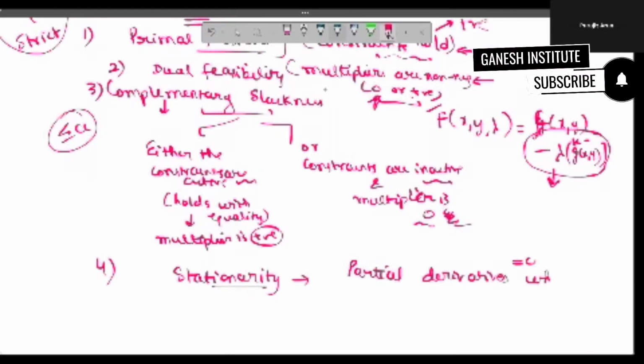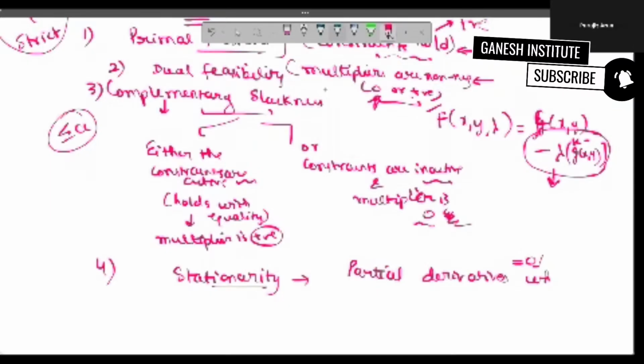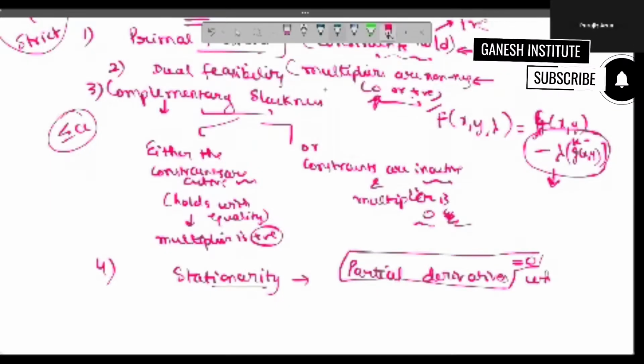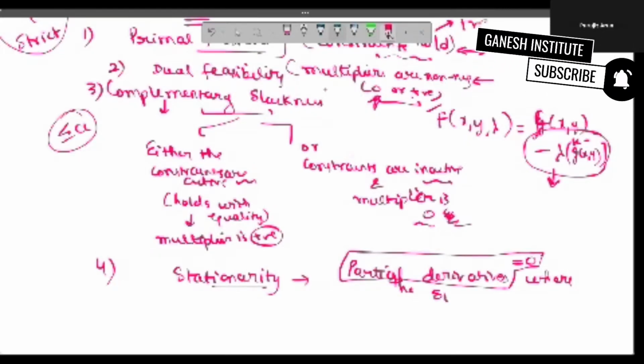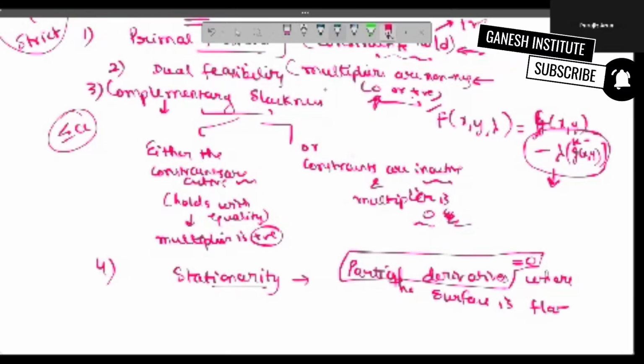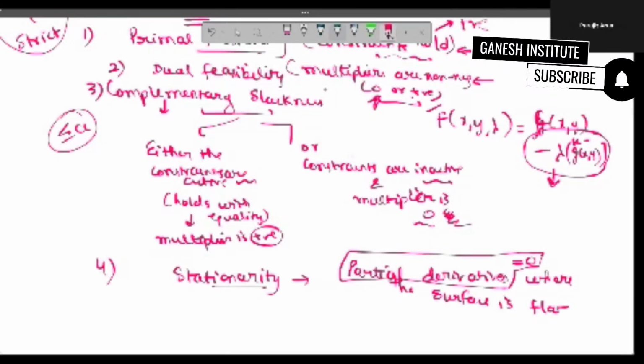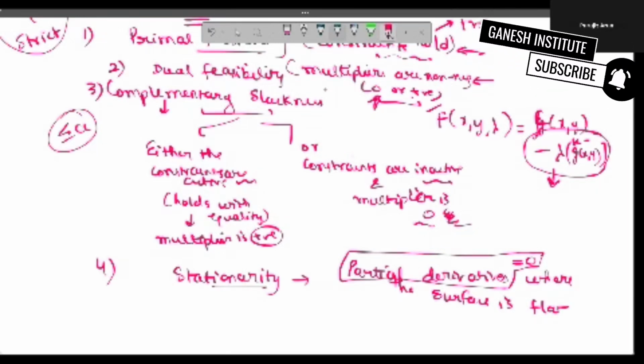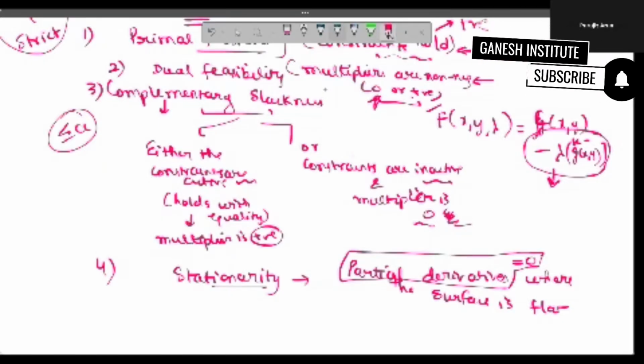You have to put them 0. You know what it means? Zero means the gradient change is zero. That is where the surface is flat. It's neither an increasing nor a decreasing function. It's a critical point. Correct. So you always substitute.